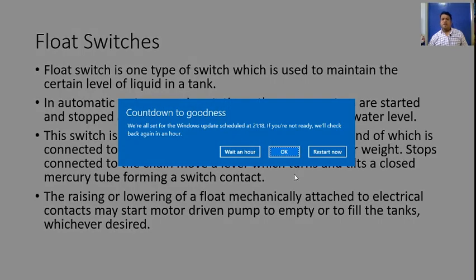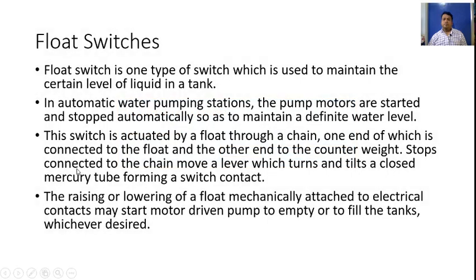Here the levers are maintained, and when the tank is full, the information is carried out with the help of the mechanical equipment. The raising or lowering of the float, mechanically attached to the electrical contacts, may start a motor driven pump to empty or fill the tank, whichever is required.